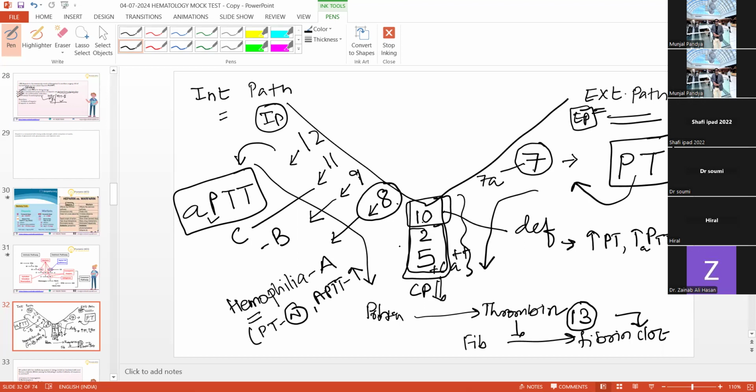So this is what the thing is, right? Any anticoagulant drug acts at this level, at this level. So you need to remember this pathway. Until and unless you remember the basic pathway, you always get confused about what drug acts on what level and what factor.